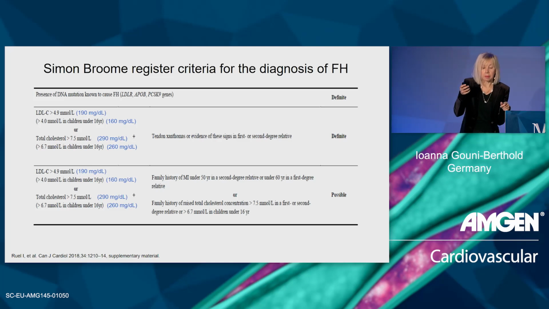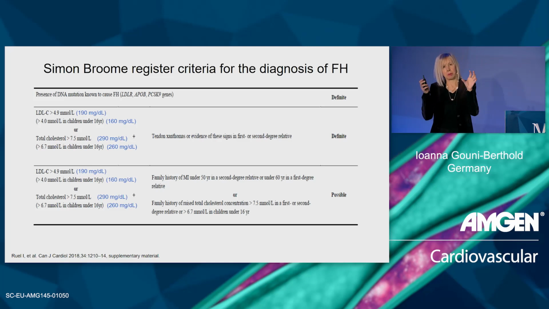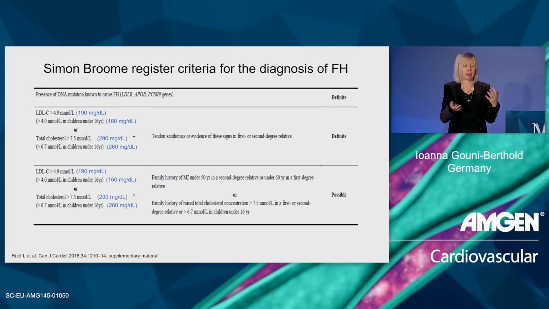And possible FH is if you have, again, please remember this number, an LDL more than 190 and family history of something, either family history of premature cardiovascular disease or family history of very high LDL cholesterol.